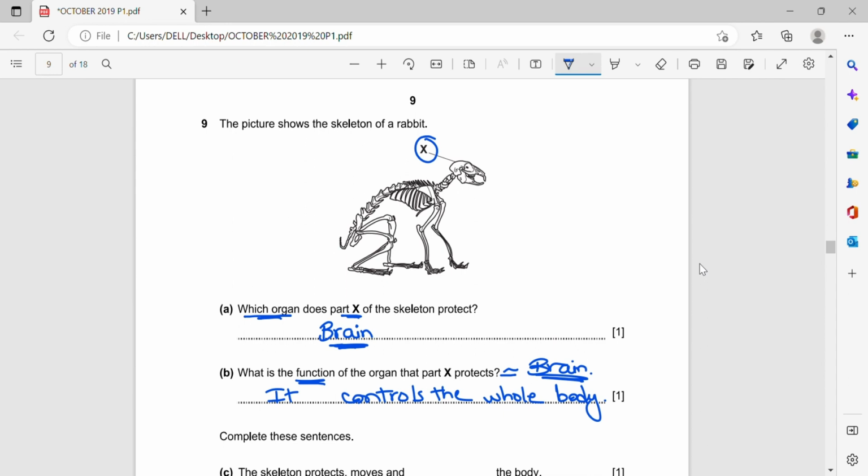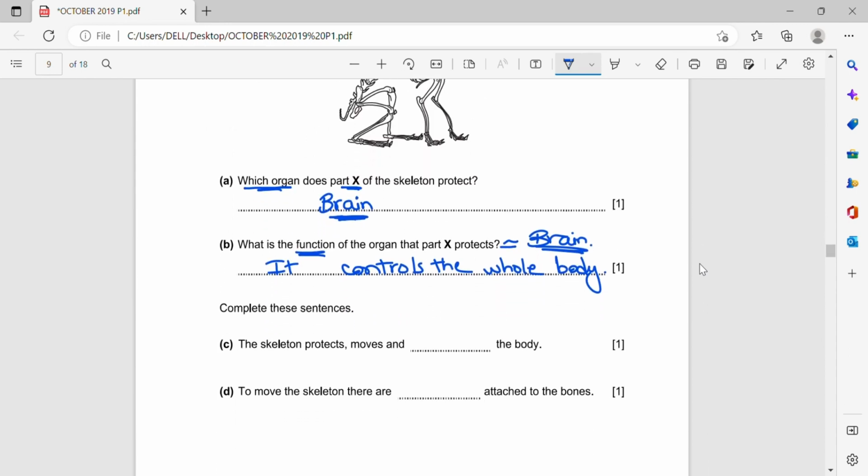Great. Next question. Complete these sentences. The skeleton protects, moves, and ايه التالتة بتاعتهم the body supports. يبقى السكيلتون عملت 3 حاجات: movement, protection للinternal organs و supporting للbody. To move the skeleton there are attached to the bones. ايه هو اللي attached للbones so you can move؟ Great, the muscles.